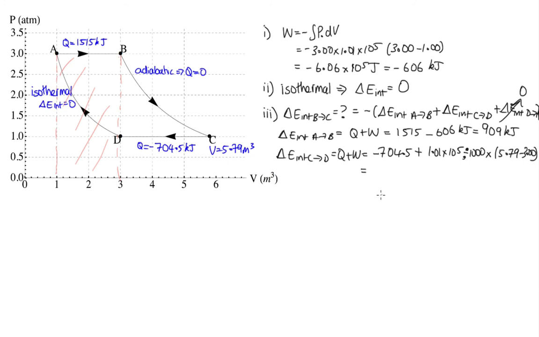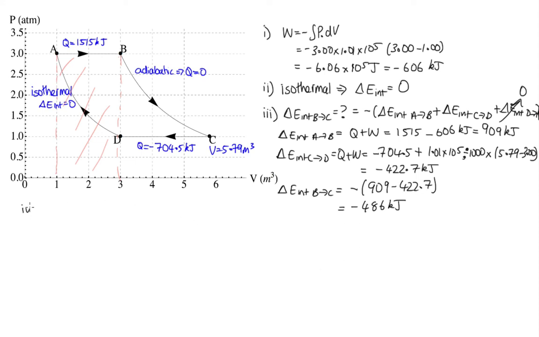and we end up with minus 422.7 kilojoules is the change in internal energy from C to D. And so then the change in internal energy from B to C is equal to negative 909 minus 422.7, which gives us minus 486 kilojoules. So that's the end of the 1121 question.